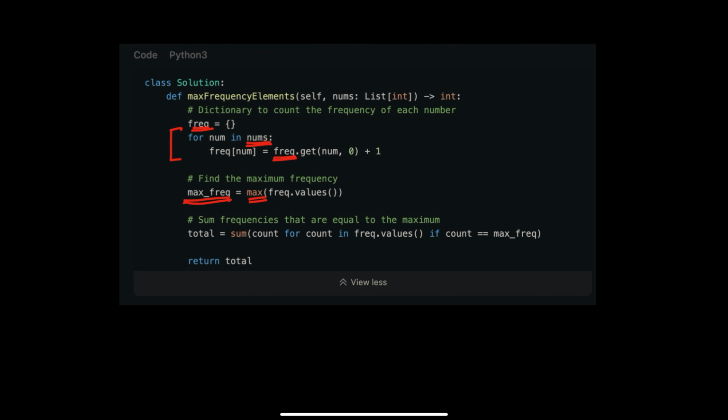The next step is to identify how many entries or frequencies are equal to the maximum frequency. To simplify this code, I'm basically running a for loop to iterate through all of the frequency values and comparing if count is equal to the maximum frequency. If yes, then all of those values will be added up and saved into this total variable, which is then being written on the next line.